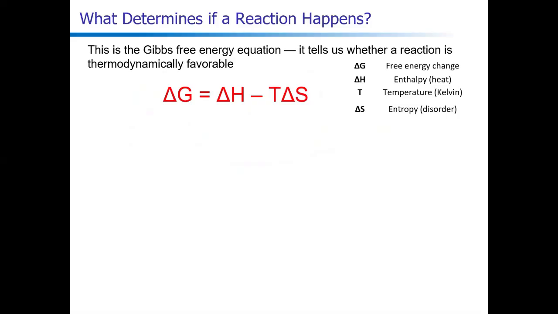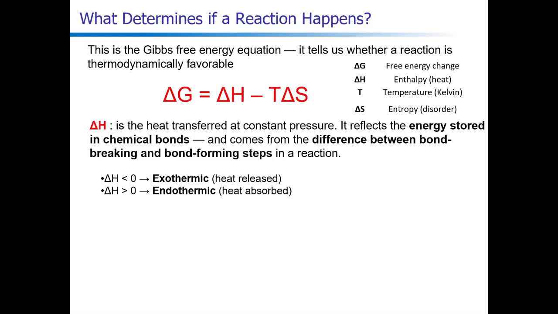We define free energy as the combination of three things: enthalpy, delta H, entropy, delta S, and the temperature, where delta G is equal to delta H minus temperature times delta S. This is the central equation of chemical thermodynamics. Let's break it down. We'll start with the delta H, enthalpy.